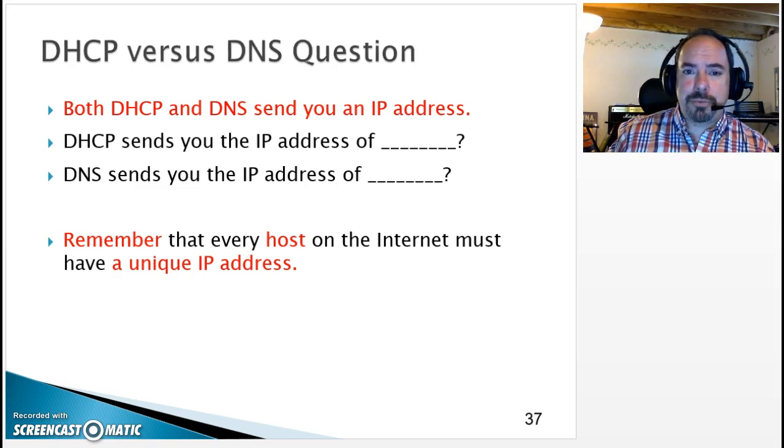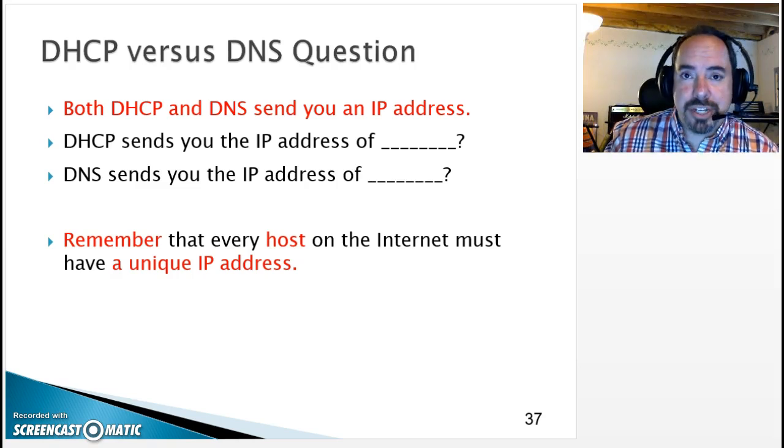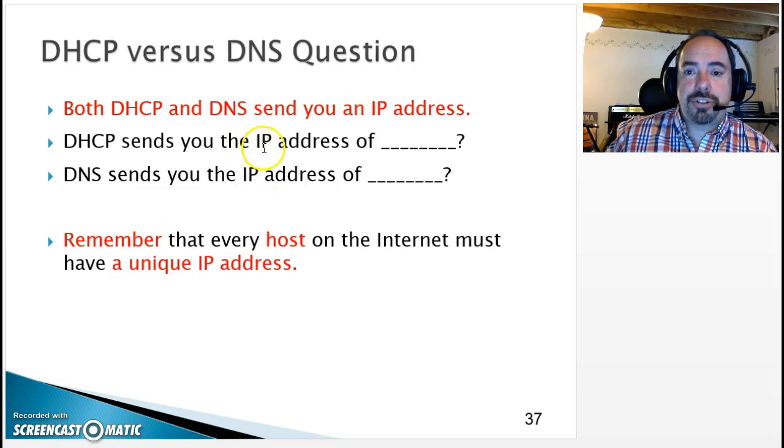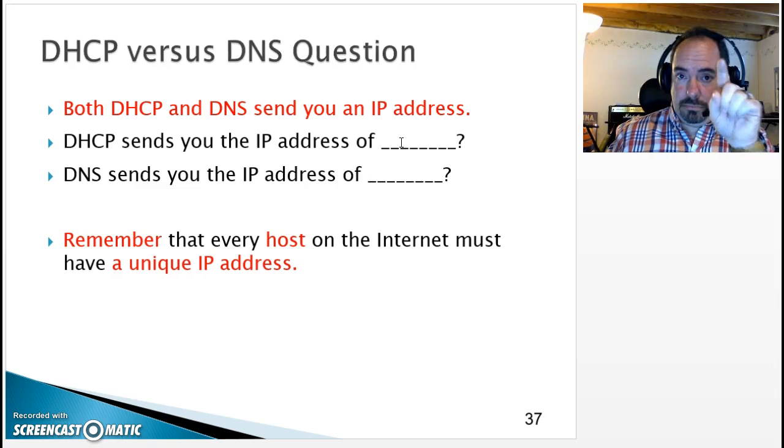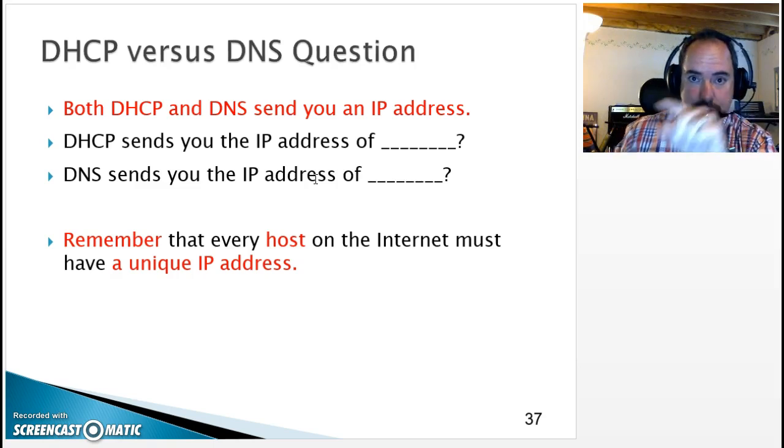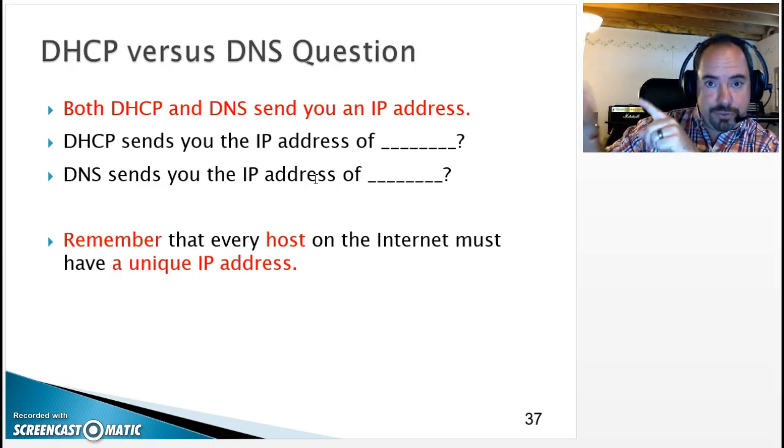Another pop quiz. So DHCP and DNS both deal with IP addresses, and it's easy for students to get confused on this because, well, they both start with D, right? And they both have to do with IP addresses. But DHCP sends you the address of your client PC. DNS sends you the address of the PC that you want to get to, the server that you want to get to.